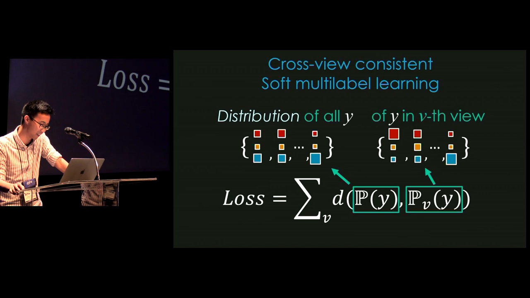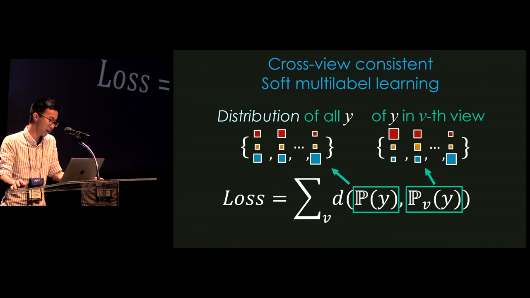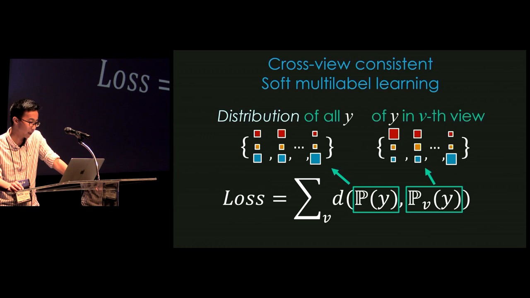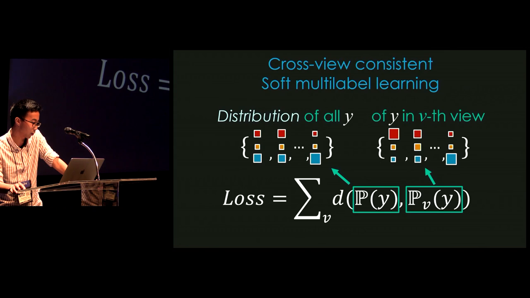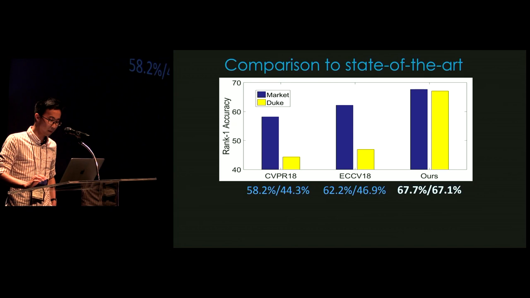Suppose that our surveillance scenario is an open-air market which is very cold. Pedestrians typically wear dark coats, so the distribution of the soft multi-label should have high probability that the unlabeled persons are more similar to the reference persons who also wear dark coats. And this distributional pattern should be consistent across every camera view in the market. Therefore, we encourage the cross-view distributional consistency for the soft multi-label learning. Experimental results show that our model outperforms the CVPR 18 and ECCV 18 state-of-the-art results with clear margins.